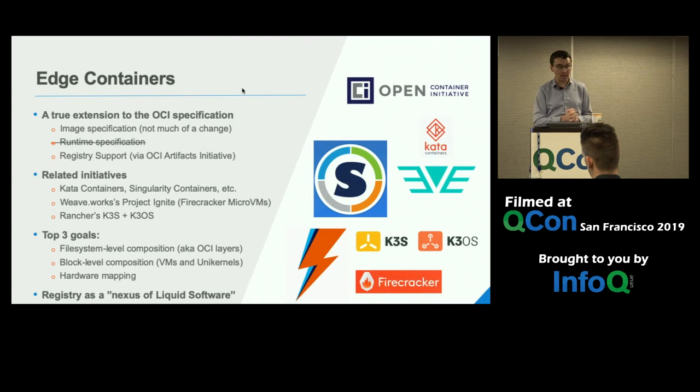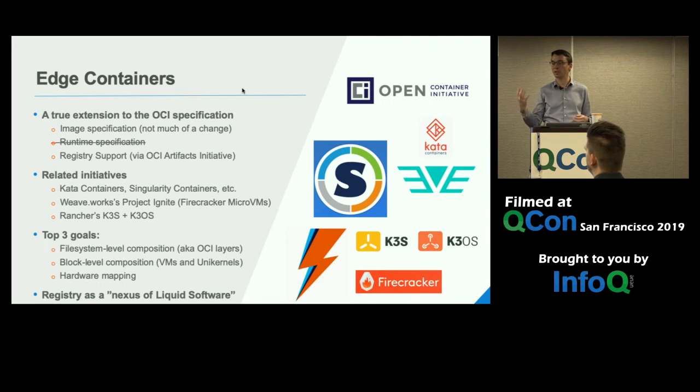The top 3 goals that we have for edge containers are basically to allow you not only file system level composition, which is what a traditional container gives you. Like you can basically compose layers which happen to be glorified tarballs. So you just do everything at the level of the file system, right? You add this file, you remove that file. We're also allowing you block level composition. So you can basically compose block level devices, which allows you then to manage disks, VMs, unikernels, this and that. And we allow you hardware mapping.